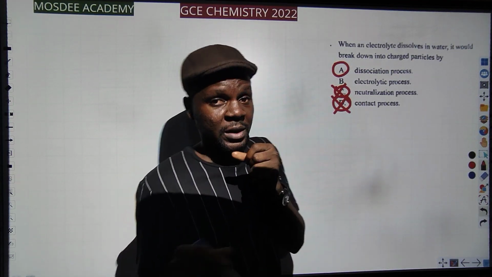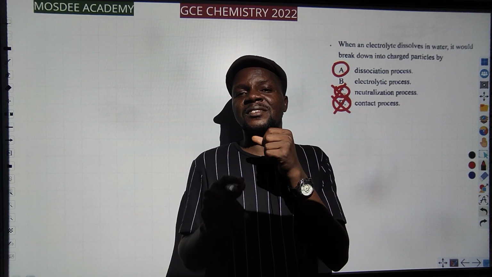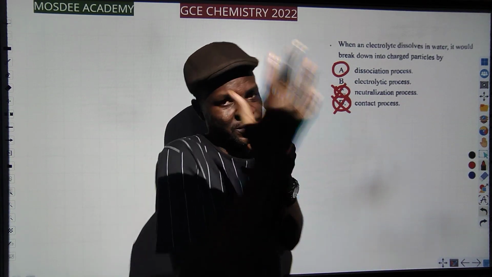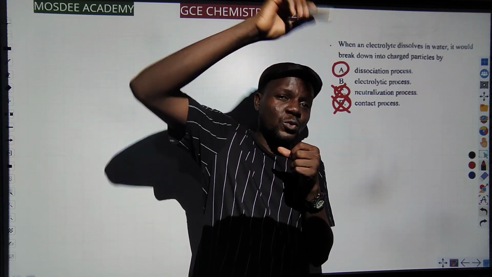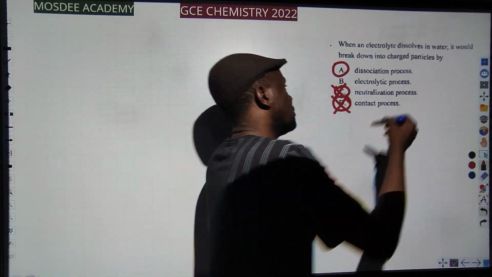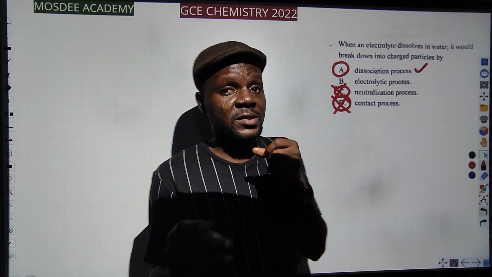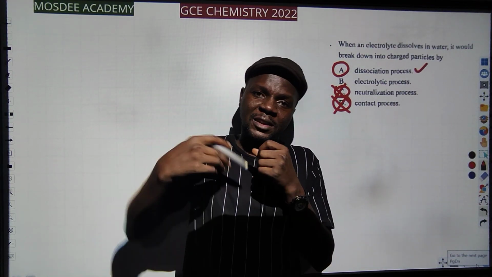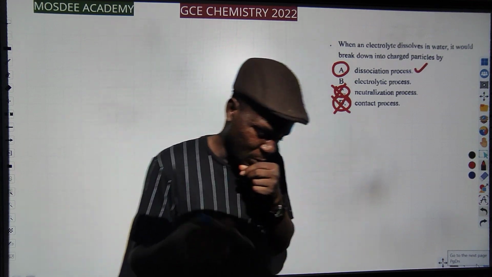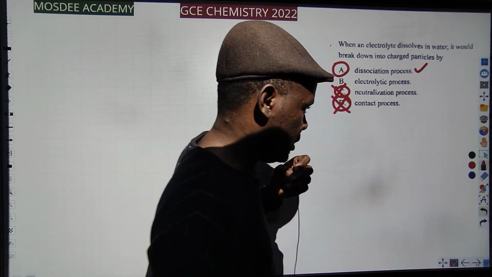Now, the correct answer here is dissociation, and I had gone for electrolytic. But electrolytic process is a method of extraction. So when you dissolve it, it ionizes and splits up, so it will dissociate. You can see sometimes your teachers can also make mistakes. Nobody is above mistake. But from the explanation and what they are saying, you definitely know if this person knows what he or she is doing.